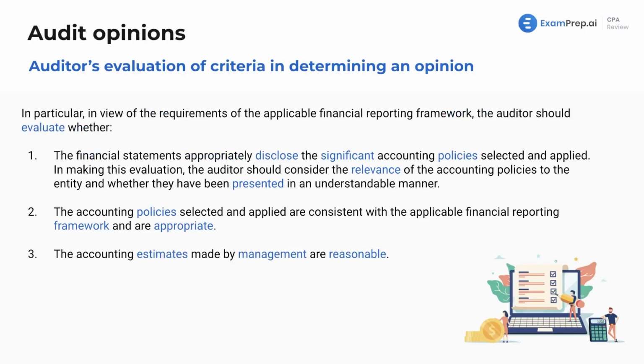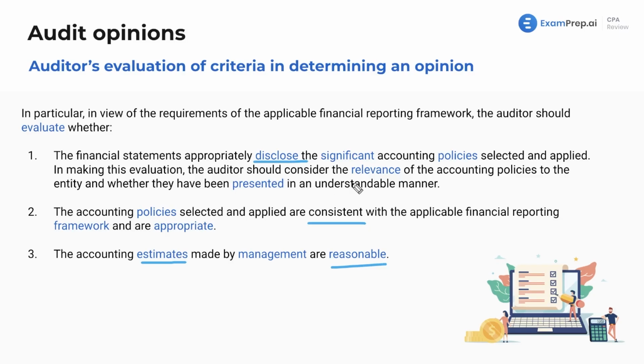In particular, in view of the requirements of the applicable reporting framework, the auditor should evaluate whether the financial statements disclose everything they should, the accounting policies are consistent with GAAP, and estimates are made by management and they are reasonable. These just are how you are going to help yourself to determine opinion. All of these items need to be considered in making the evaluation of the disclosures being properly presented.